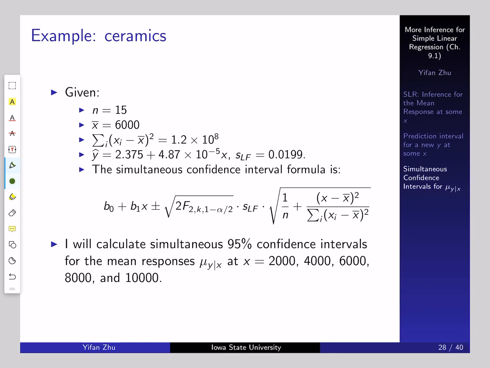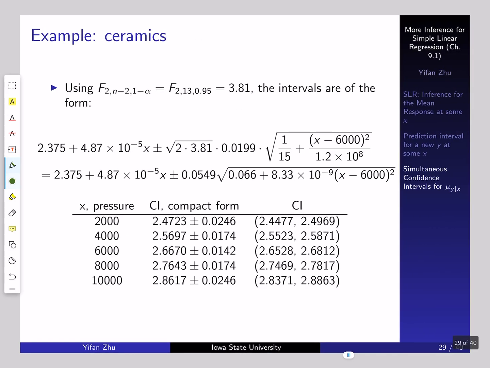Okay, this is an example of the ceramics data. So you would just use this formula, and we already have all of this. The only thing we need now is this number. And we first find this number because we want to get 95% simultaneous confidence intervals. So we have 1 minus alpha here.